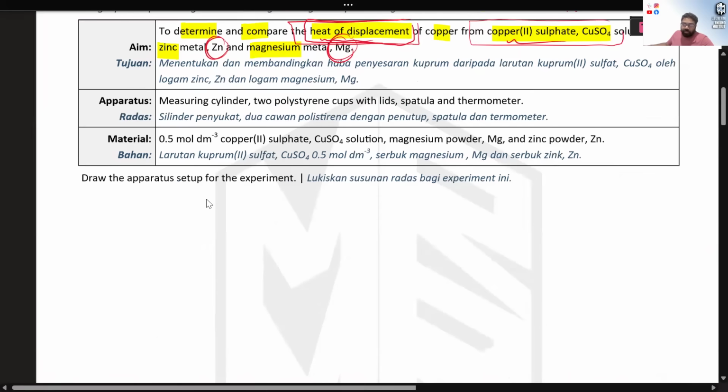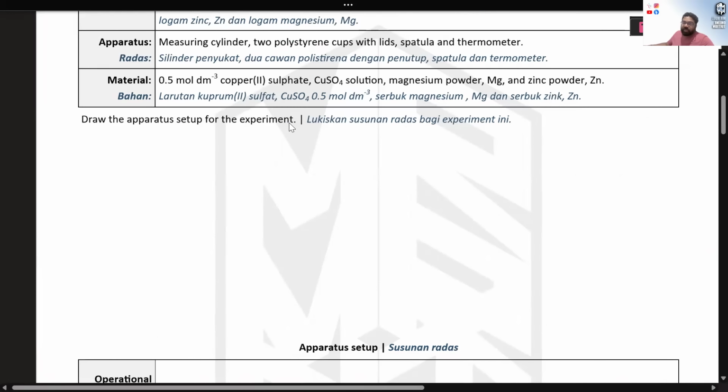So, drawing the setup: draw the apparatus setup for this experiment. Now, they can ask you to draw. In fact, it has come out before for bio. They asked to do the experiment, they asked to draw the apparatus setup. That was considered the unguided bio paper. It has come out before for SPM. So just make sure you know how to draw the apparatus setup.